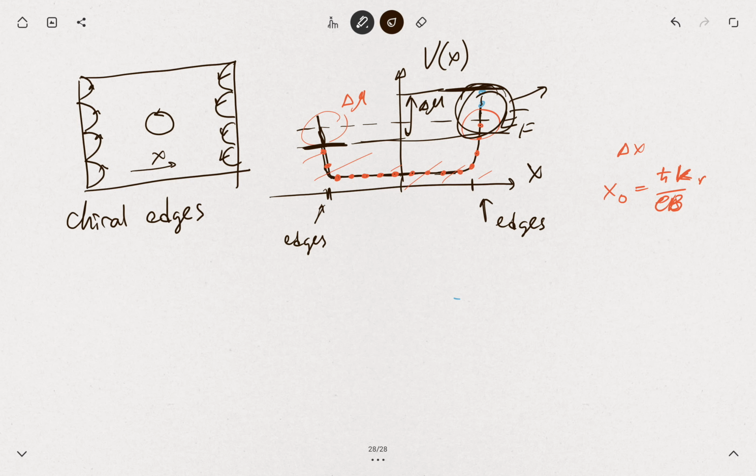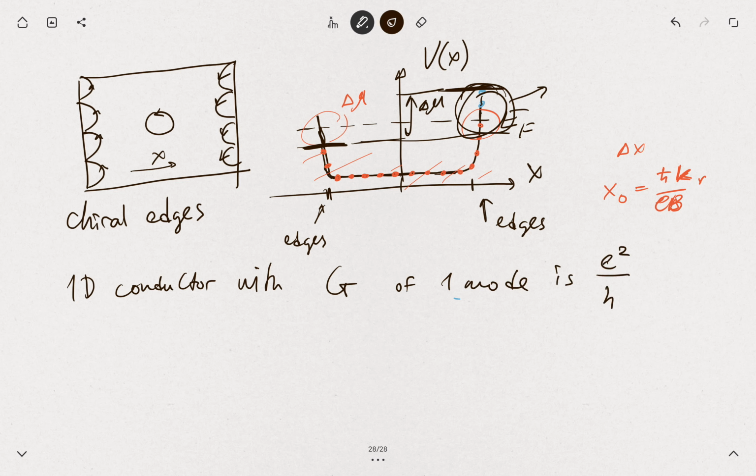And because it's essentially a one-dimensional conductor, using our derivations for conductivity in a 1D channel, it's a 1D conductor with a conductivity of one mode, e squared over h. The modes are counter-propagating, as I said, so there will be no voltage drop along the direction of the current.